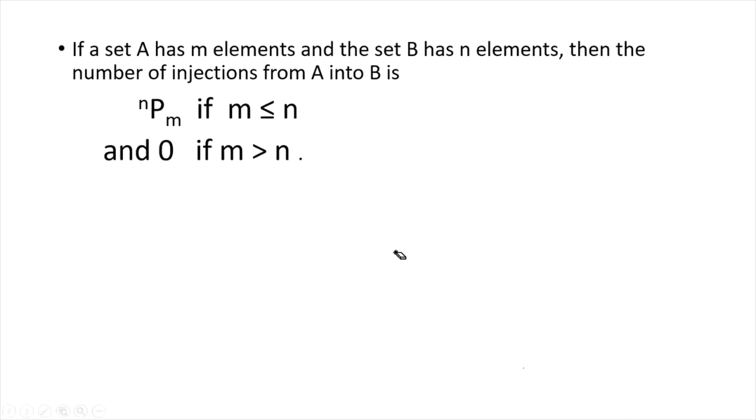Next, the number of injections from a set A with m elements into a set B with n elements is nPm, as long as m is less than or equal to n. Or if m is greater than n, then the number of injections is going to be 0.